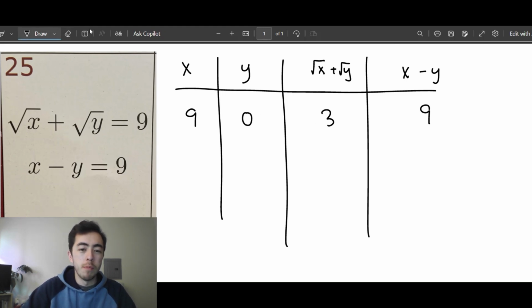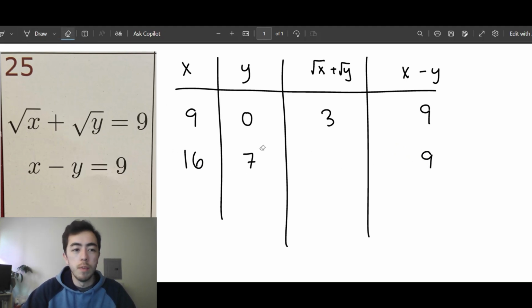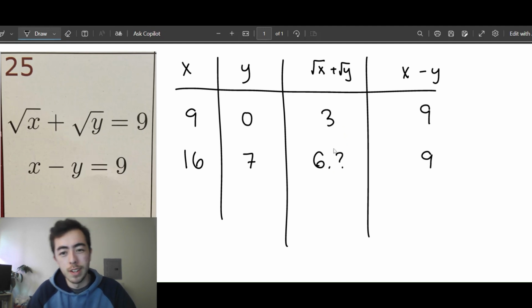The next number that might make sense to check would be the next square number after 9, and that's going to be 16. Since I added 7 to that number, I should probably add 7 to this number. Their difference, 16 minus 7, is still 9. For the sum of the roots, I don't really know what root 7 is off the top of my head. I do know it's between 2 and 3, because 2 squared is 4 and 3 squared is 9. So adding the square roots together, I'll get 4 plus 2 point something. This is going to be 6 point something, still not close to 9.